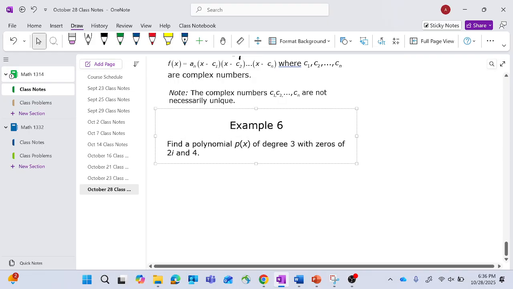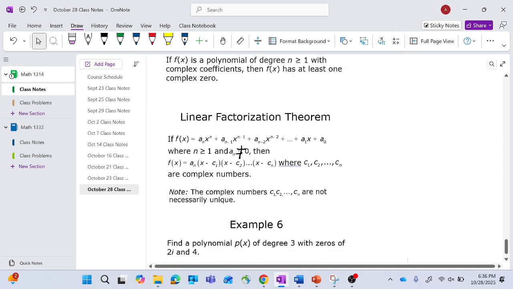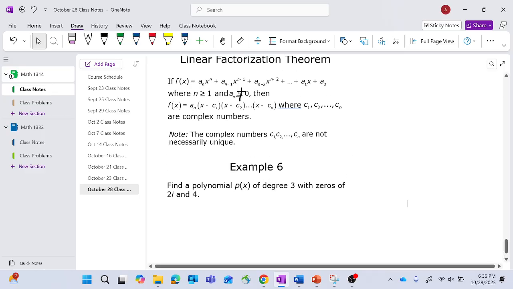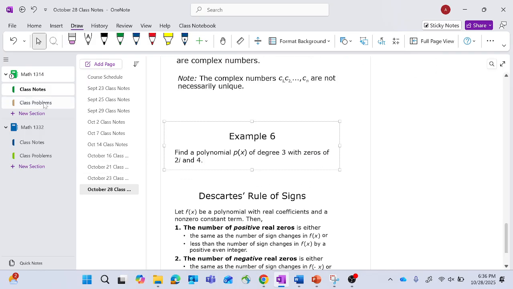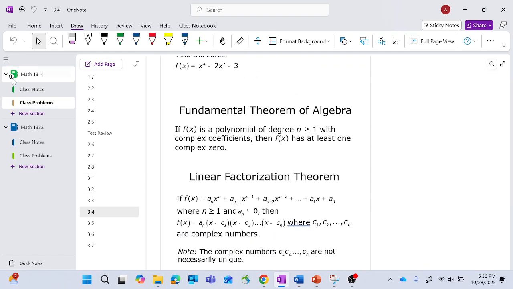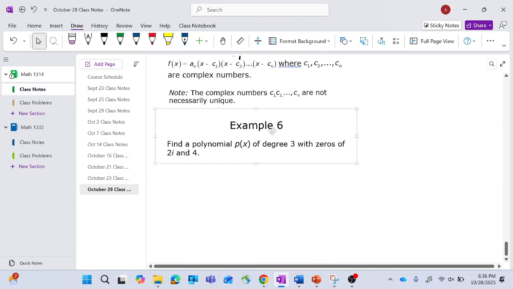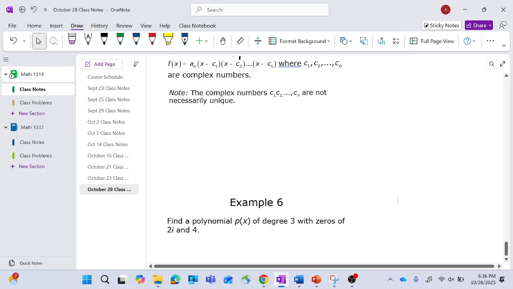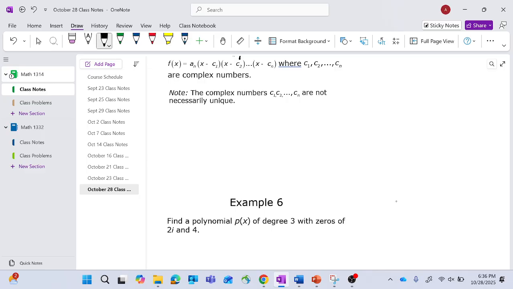So this is pretty much what the linear factorization theorem is saying. If I'm telling you to find a polynomial p of x of degree 3 with zeros 2i and 4, first of all, we're actually missing something. Well, something they should have said, but they didn't, is that complex numbers have something called a complex conjugate theorem. You do need to write this part down.